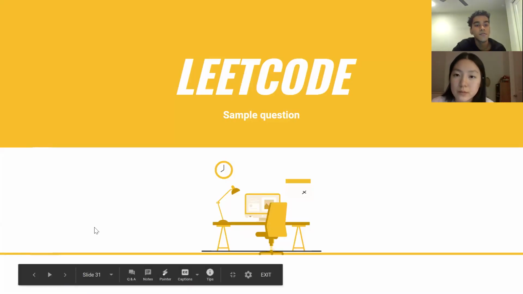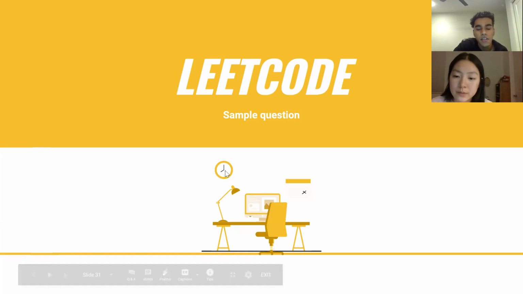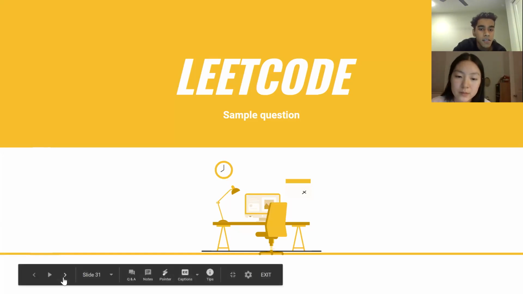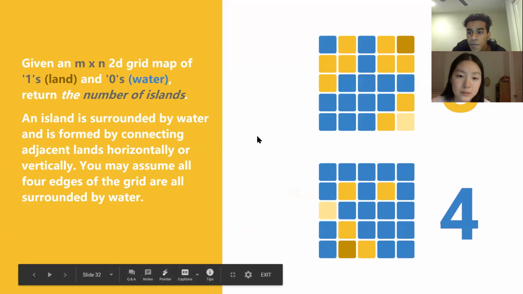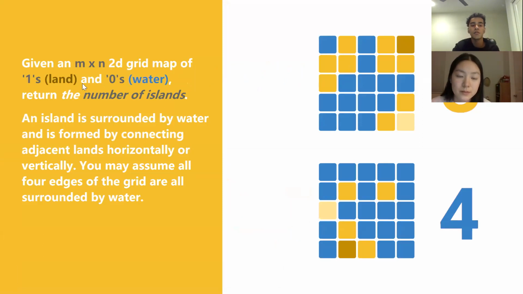And here's an example of a LeetCode problem using graphs: number of islands. So basically how this problem works is we have an m by n grid, a matrix of ones and zeros. Here I've represented zeros graphically as blue and ones graphically as these yellowish colors. So our goal is to return the number of islands.